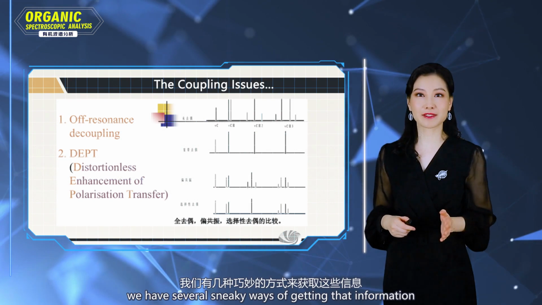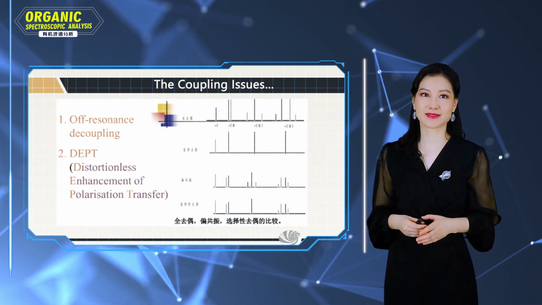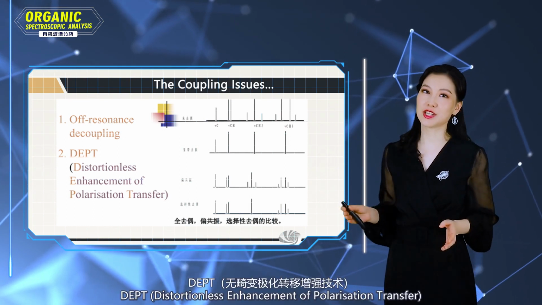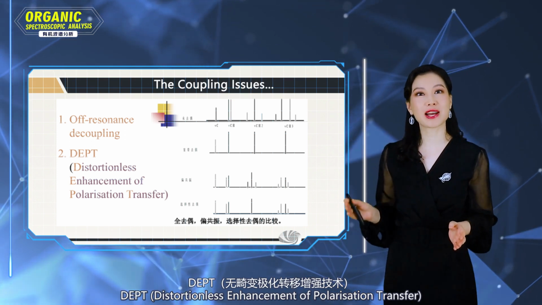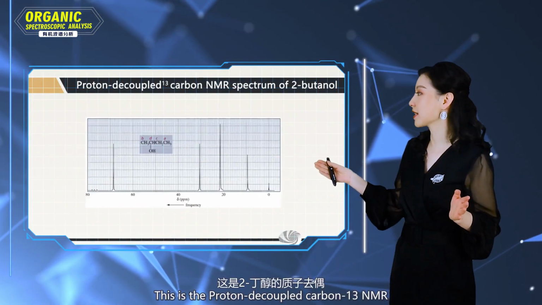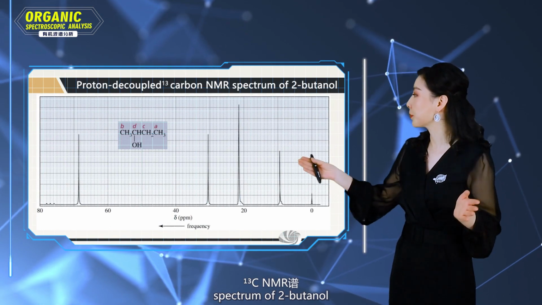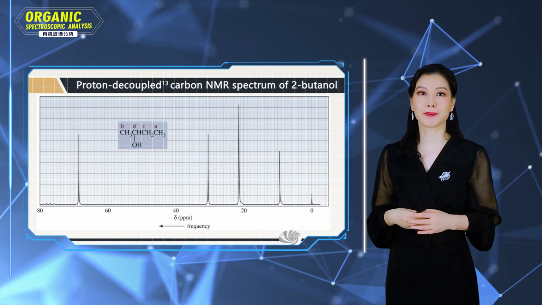Fortunately, we have several sneaky ways of getting that information: off-resonance decoupling, and DEPT, distortionless enhancement of polarization transfer. This is the proton decoupled carbon-13 NMR spectrum of 2-butanol. Every carbon has a single signal.